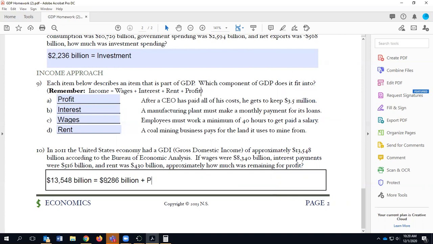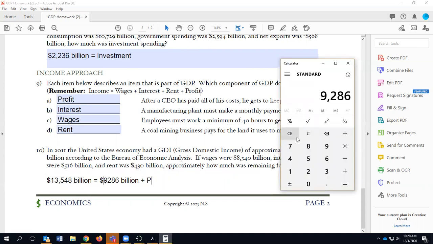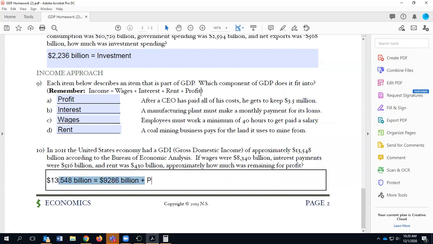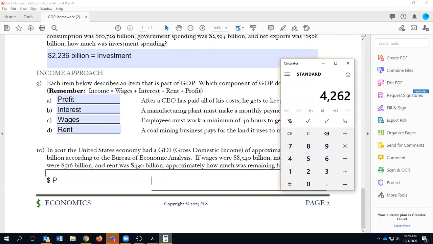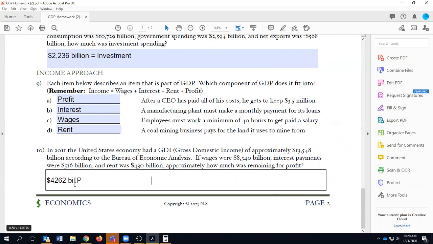So now, in order to get this P by itself, what do we have to do with this 9286? We're going to take this over here and subtract it from this 13,548. So we have 13,548 minus 9286. And so 4262 billion is equal to our profit. Am I right? Perfect.